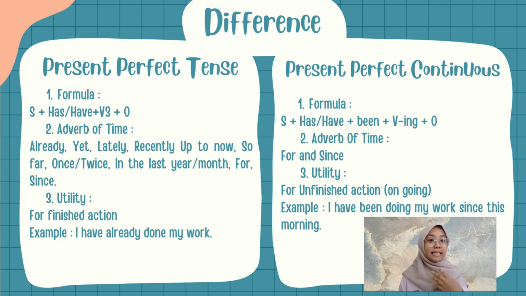The third difference is the difference in use. The present perfect tense is used for events that have already happened. The point is whether it has been done or not. It doesn't matter what time it is. The most important thing is whether it has been done or not. For example, I have already done my work or I have done my work.